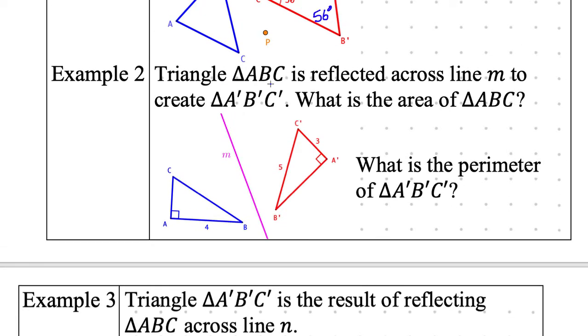Example number 2, triangle ABC is reflected across line M to create A prime, B prime, C prime. What is the area of ABC?